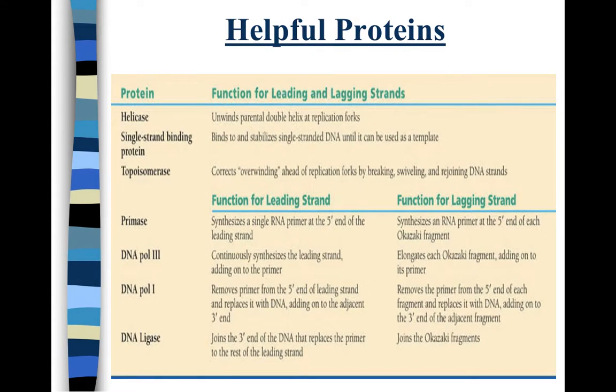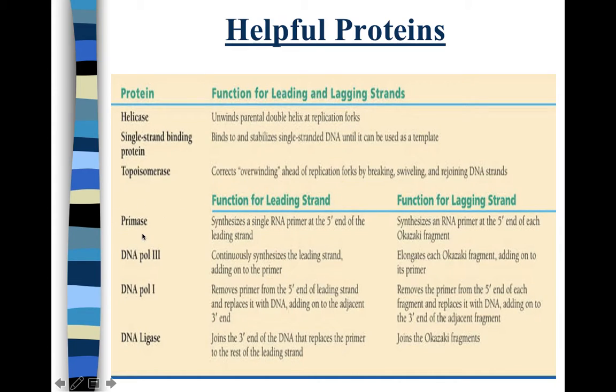Helpful proteins. There are numerous helpful proteins. Helicase is a protein that unwinds the parental double helix at replication forks. Single-strand binding protein binds to and stabilizes single-stranded DNA until it can be used as a template. Topoisomerase corrects overwinding ahead of replication forks by breaking, swiveling, and rejoining DNA strands.